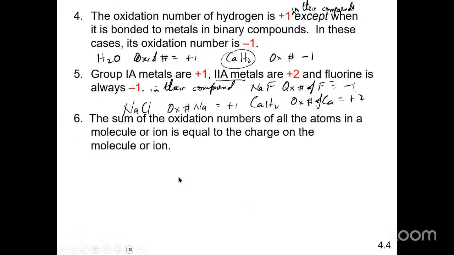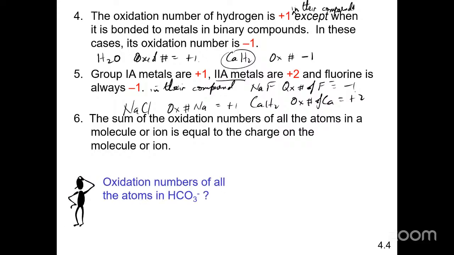Okay, the next rule has to do with situations where you cannot directly determine the oxidation number of a particular element based on the previous rules. So this rule will come in handy in that situation. This rule says that the sum of the oxidation numbers of all the atoms in a molecule or ion is equal to the charge on the molecule or ion, right? So this rule becomes useful, for example, in this case right here.